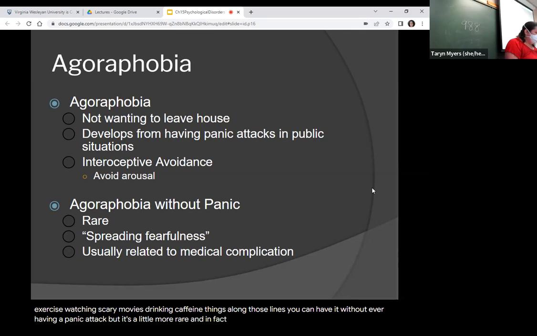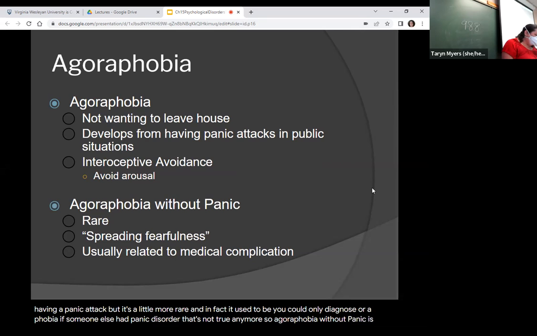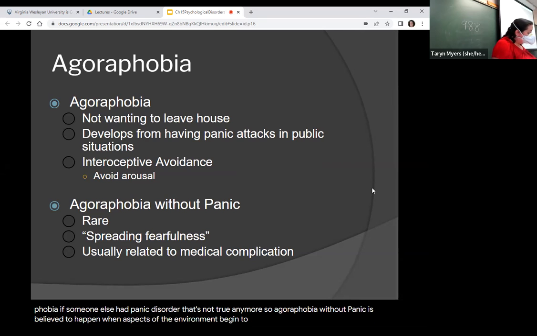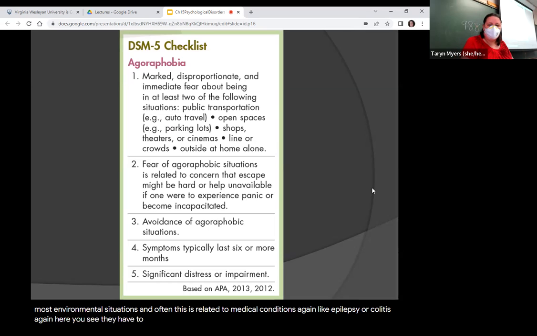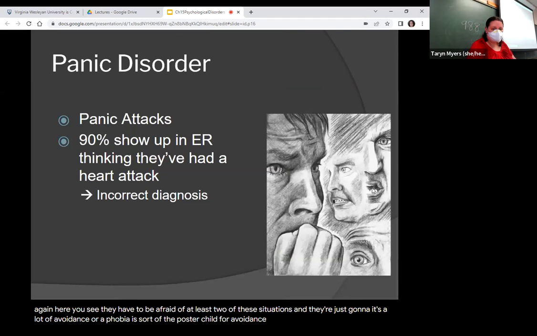And in fact, it used to be you could only diagnose agoraphobia if someone also had panic disorder. That's not true anymore. So agoraphobia without panic is believed to happen when aspects of the environment begin to elicit fear, and this fear spreads to all or most environmental situations. And often this is related to medical conditions, again, like epilepsy or colitis. Again, here you see they have to be afraid of at least two of these situations. And it's a lot of avoidance. Agoraphobia is sort of the poster child for avoidance.